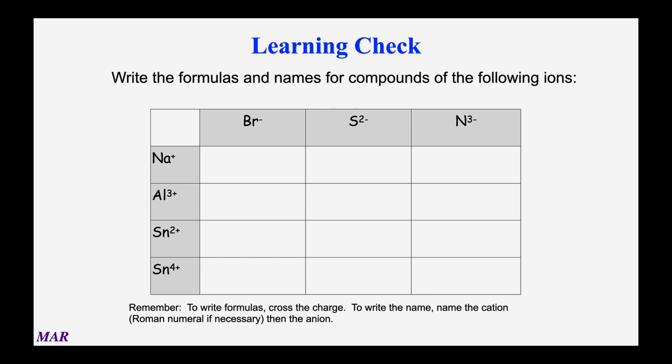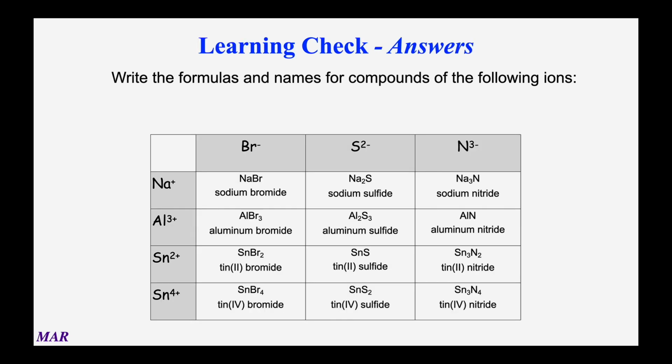The next one, SnBr2, would be the formula for tin-2 bromide. And the last one on that column would be tin-4 bromide. And you can do all of them, and I encourage you to practice this. Practice is the way to make these better. Remember that all the names with the tins are going to have the Roman numerals in them. And the Roman numeral, again, reflects the charge on the metal. It doesn't reflect the number of bromides or anything like that.